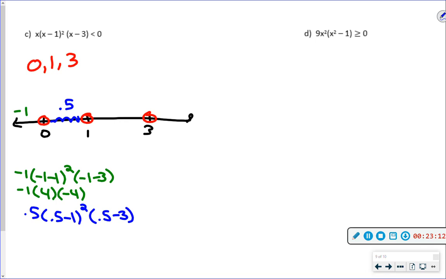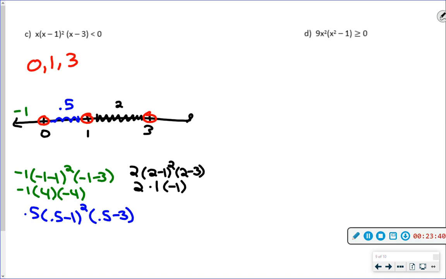Okay, 1 and 3. Well, let's, I guess, go with 2, right? So we got between 1 and 3 for a good pick. So let's put 2 in. So 2 minus 1 squared, 2 minus 3. That's not so bad. I can probably do that in my head. 2 minus 1, 1 squared, 2 minus 3. Oh yeah, when I multiply that together, I'm going to be less than 0.